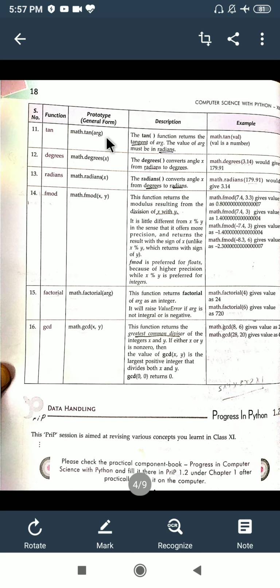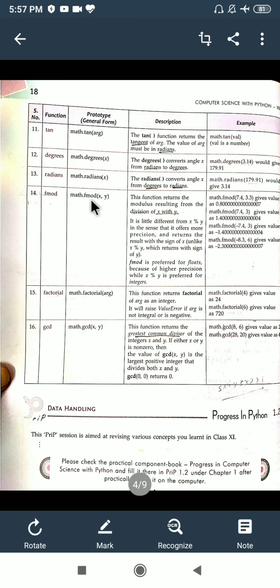Fine. Our next function is degrees. See, if you want to convert the value of angle which is in radians to the degrees, then you need to use this function. Similarly, if you want to convert degrees to radians, then you need to pass x, the value of degree in this function, it will convert it into radians.